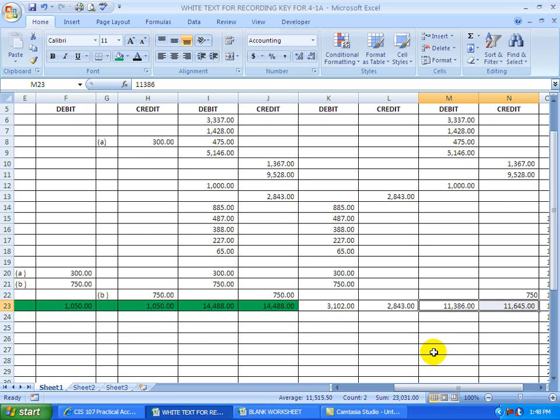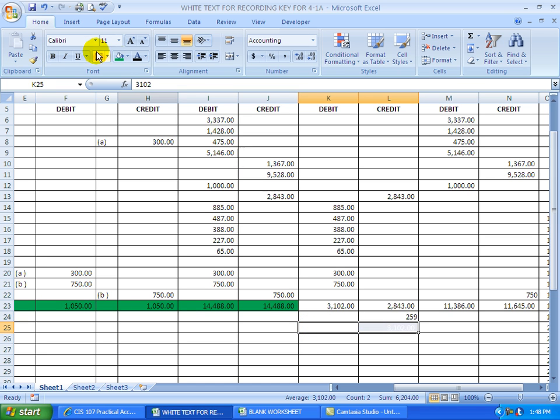As we continue on here, we're going to look at these two numbers right here. 3,102 represents the total expenses. 2,843 is our revenue. So since the expenses are greater than the revenue, we have a net loss. When you look at these two columns, you find the difference. You subtract the difference between the two, and you're going to write the difference under the smaller of these two totals. The difference was $259. That actually is our net loss for the fiscal period.